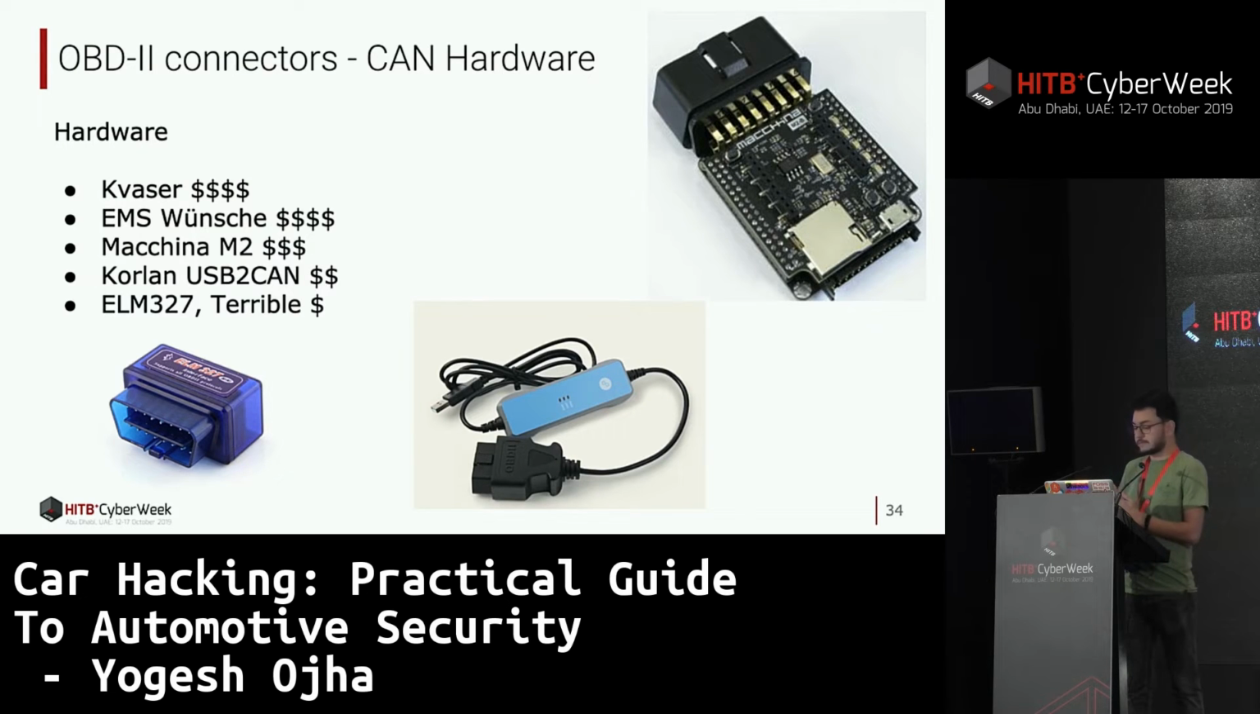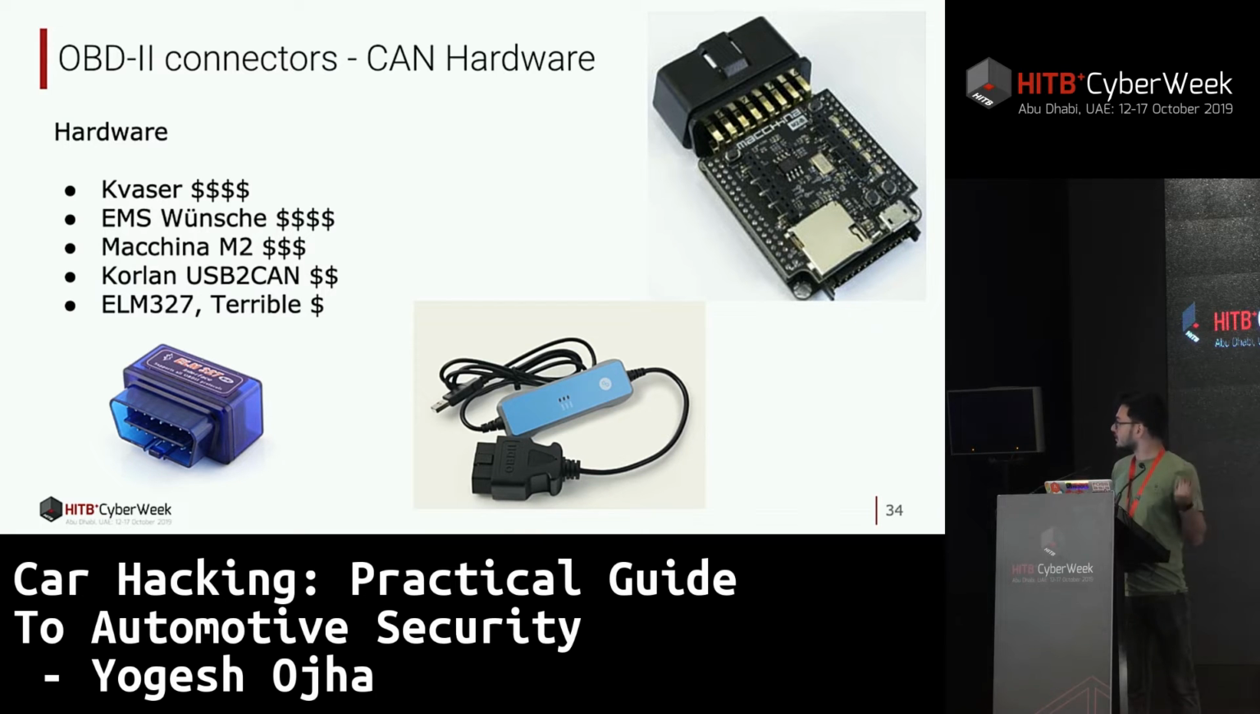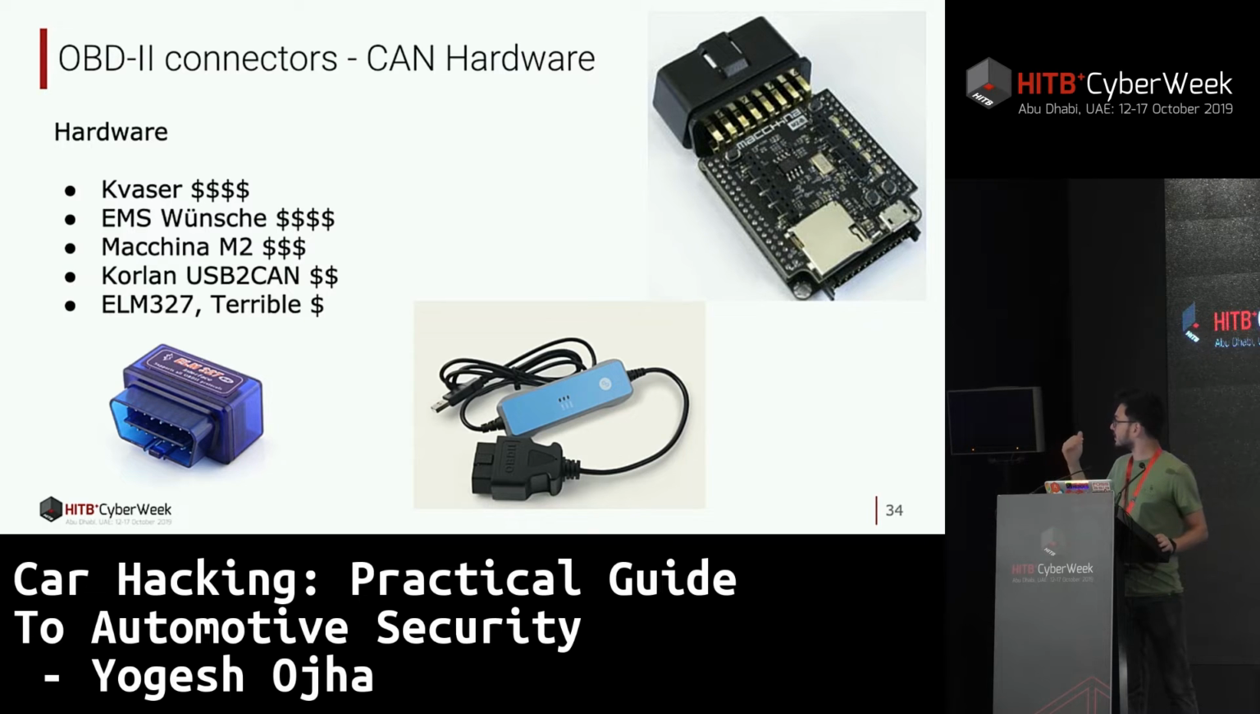So we'll start with the hardware. All of the hardware that you see here is easily available in the market. They all differ in terms of data rate. There are higher end devices like Kvaser, EMS, and Macchina. They serve the purpose, but they are overkill and expensive. Kvaser has a higher data rate and is really expensive compared to the Macchina M2. I mostly use this small tool called Macchina M2. This is a really good device. You even have Korlan USB to CAN, which is even cheaper than the Macchina M2, solves your purpose, and is actually really good.